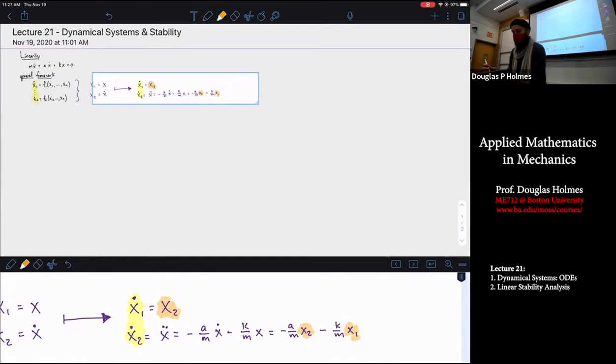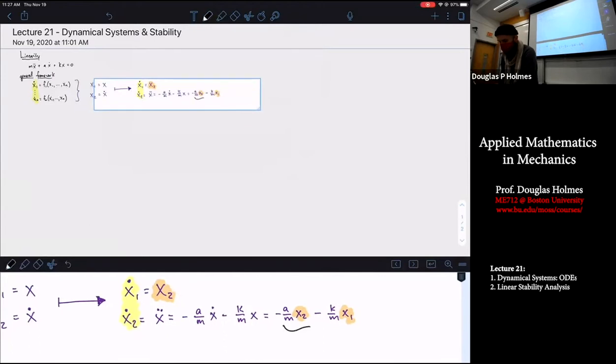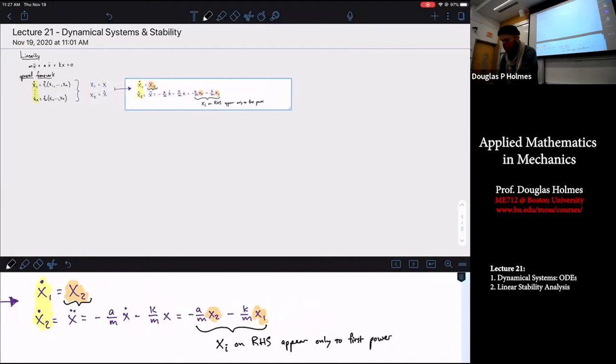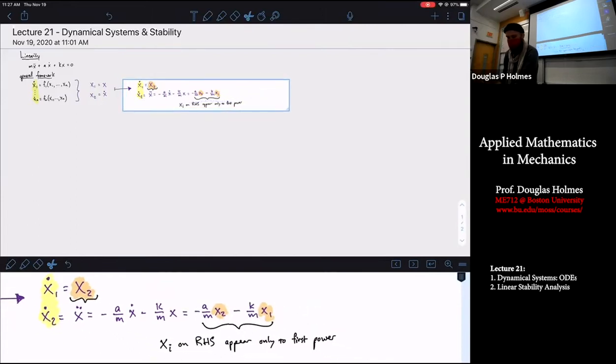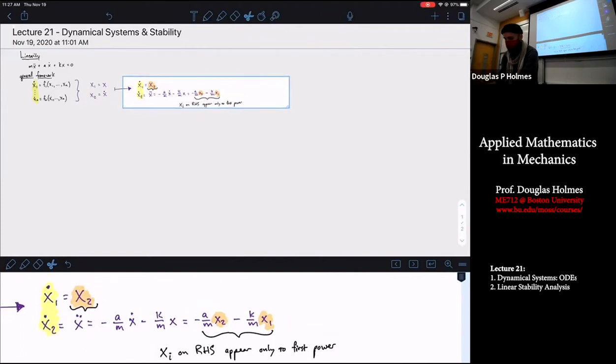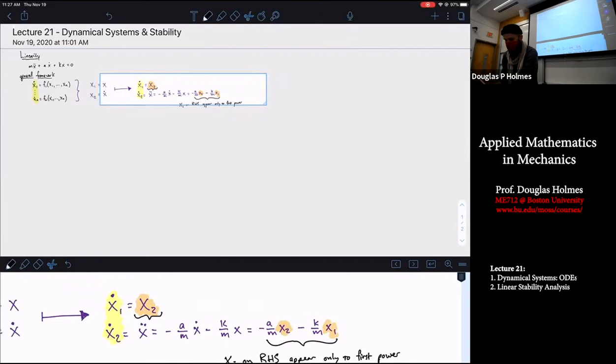And how do we do that? It's linear because on the right-hand side of both of these equations, the xi appear only to the first power. Let me move that over. So this system here is linear. Oops, I don't want to do that. Let me do it over here.